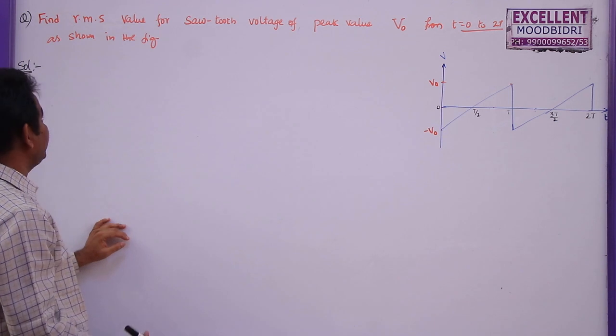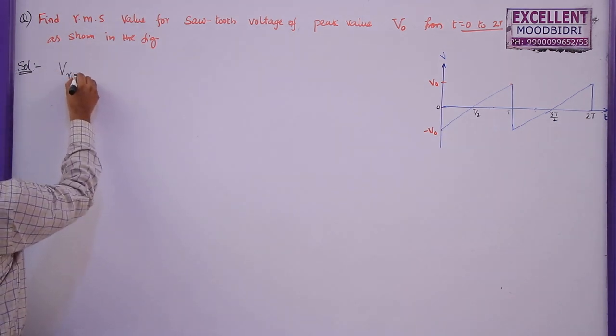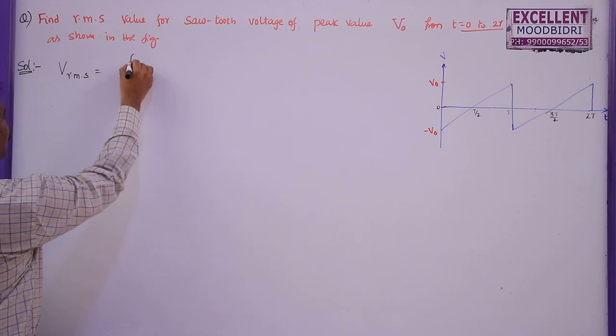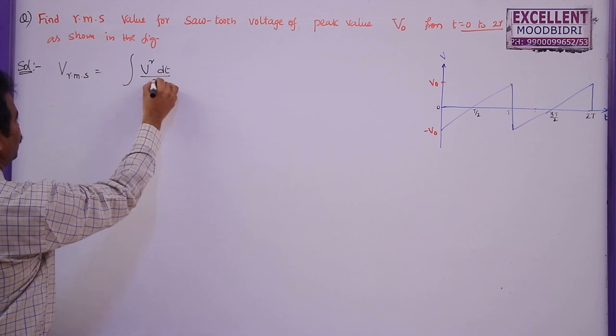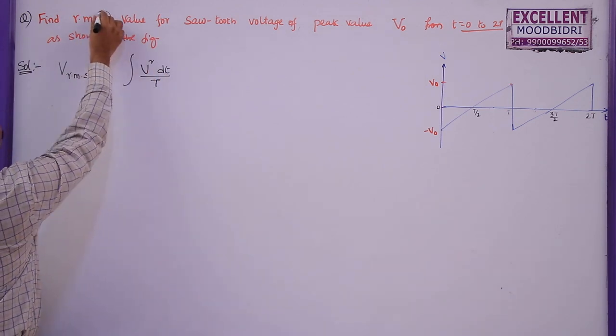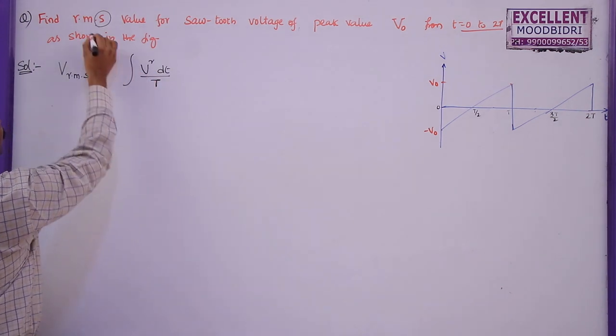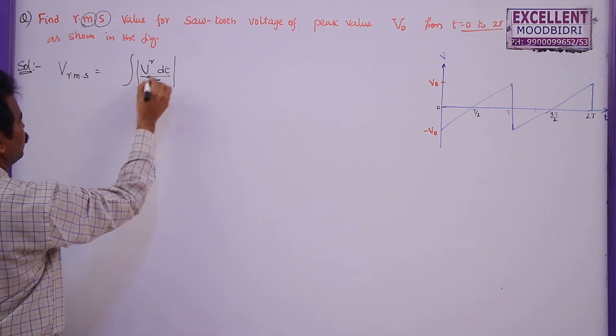Now first of all, to find this RMS value, I am going to find Vrms. The formula is the square root of the integral of V square dt divided by T. This is V square, the square of this value, then divided by T, the mean of this value, and then the root of this value.